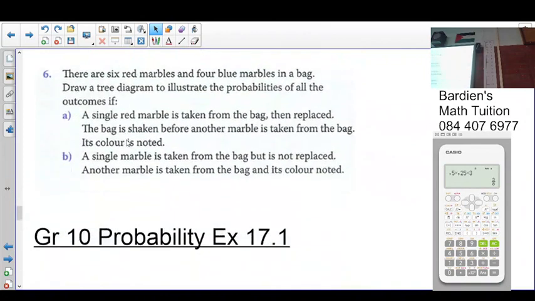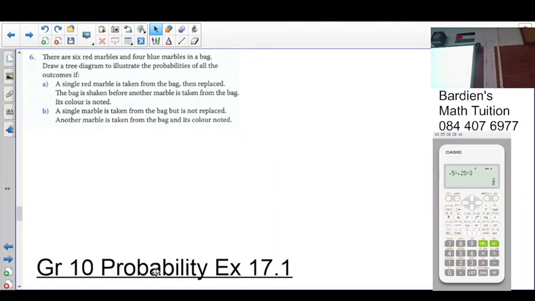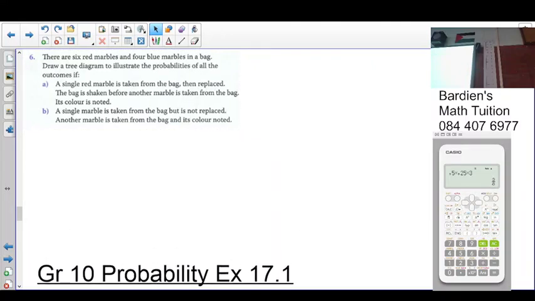Question 6. Exercise 17.1. There are 6 red marbles and 4 blue marbles in a bag. So 6 red and 4 blue. Draw a tree diagram to illustrate the probability of all the outcomes if a single marble is taken from the bag, then replaced. The bag is shaken before the other marble is taken from the bag. Its color is noted.